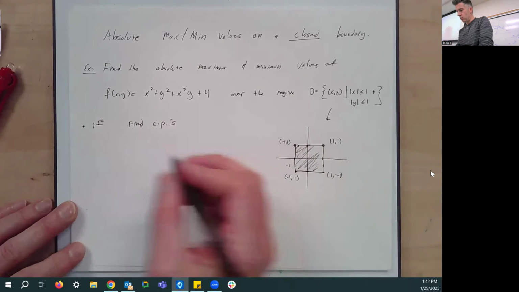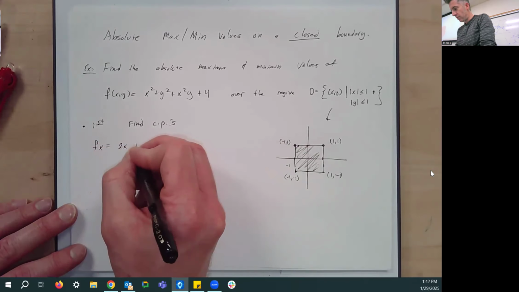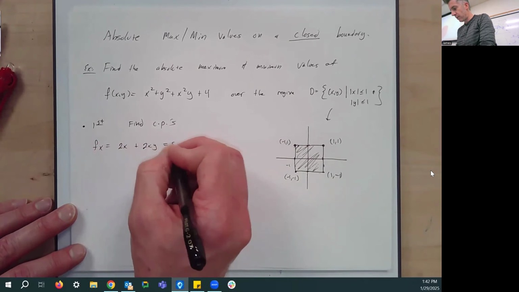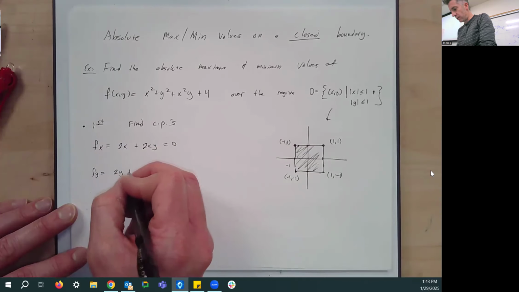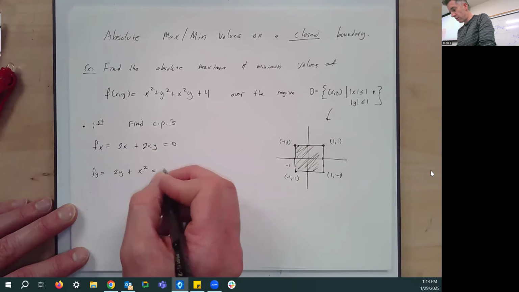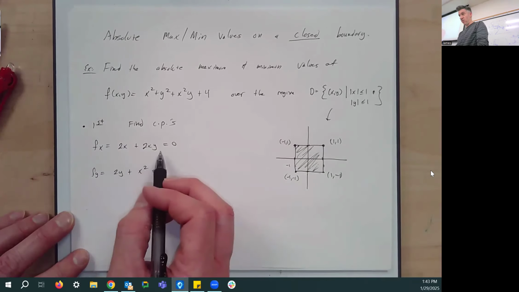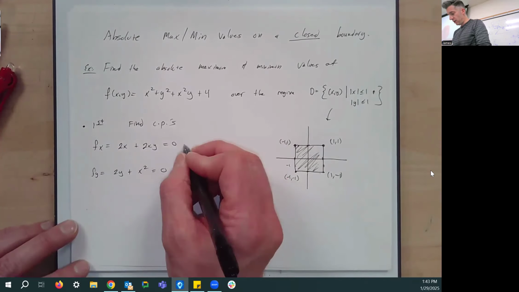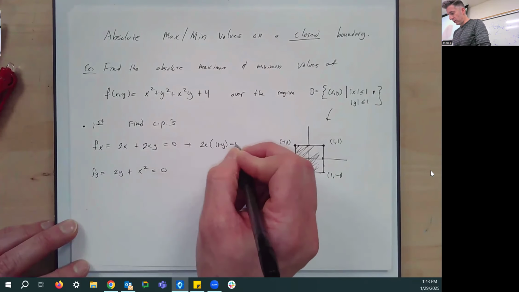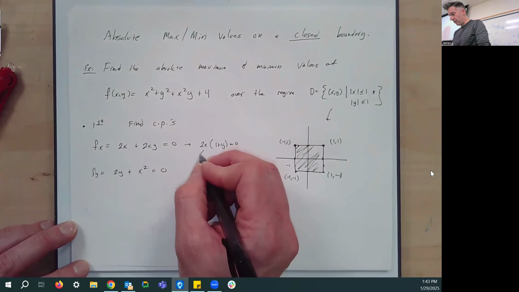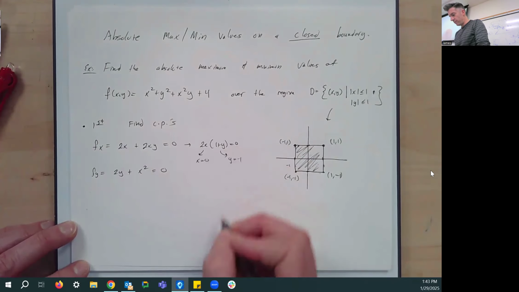So, critical points, usual process. Fx is 2x plus 2xy. Fy is 2y plus x squared. I'm going to deal with the first equation because it doesn't have any squares and I can factor out the 2x. That's going to give me 2x times (1 plus y) equal to 0. So I either get x equal to 0 or y equal to -1.